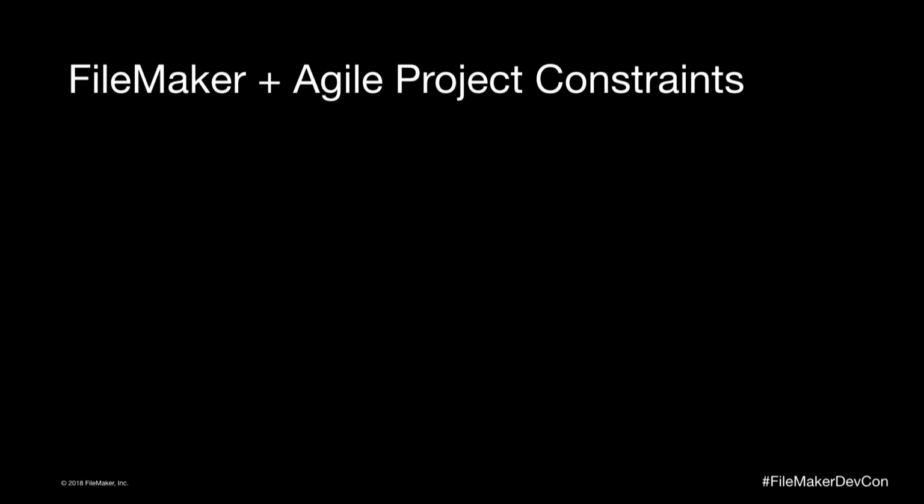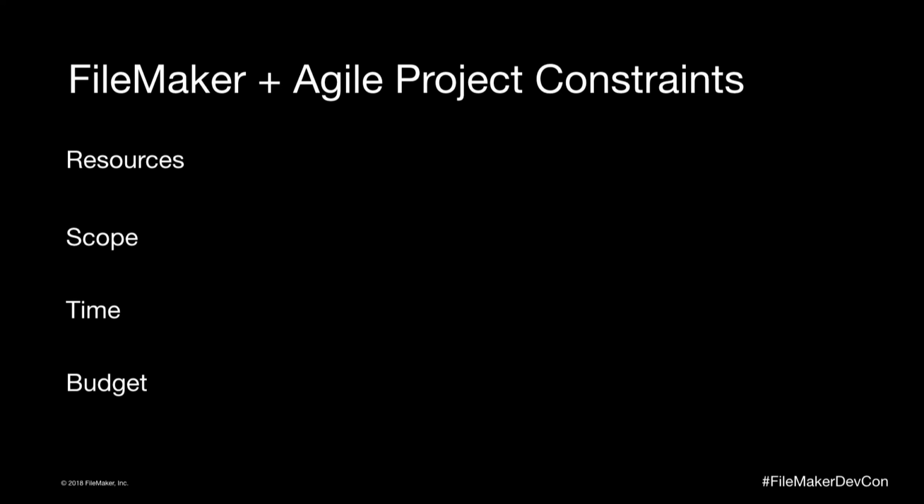So it's not that there's constraints on FileMaker. We already know that FileMaker can be Agile. But there's constraints from the project perspective. And that's where we're going to spend a bulk of the time today talking about, is what are the constraints. So the constraints that I'm proposing are resources, scope, time, and budget.